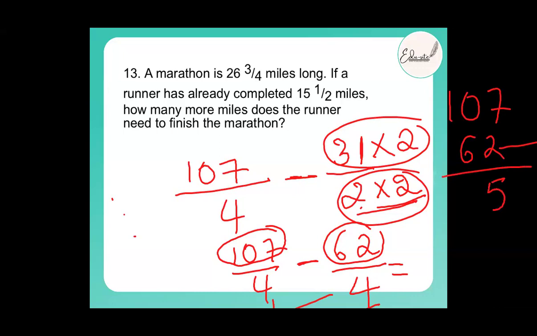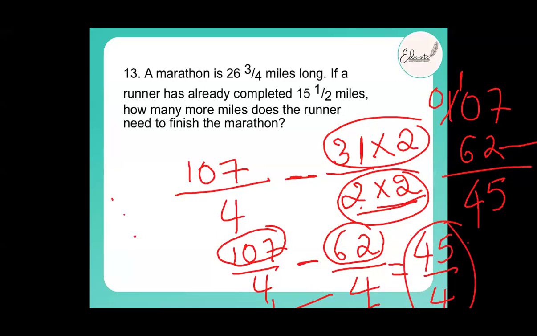Then you have to borrow 1 from here. It will become 0. It will become 10 now. 10 minus 6. Close your fists. Start with 6. Start after 6. 7, 8, 9, 10. How many fingers are open now? 4 fingers are open. So it's just 4. The answer is 45 over 4.